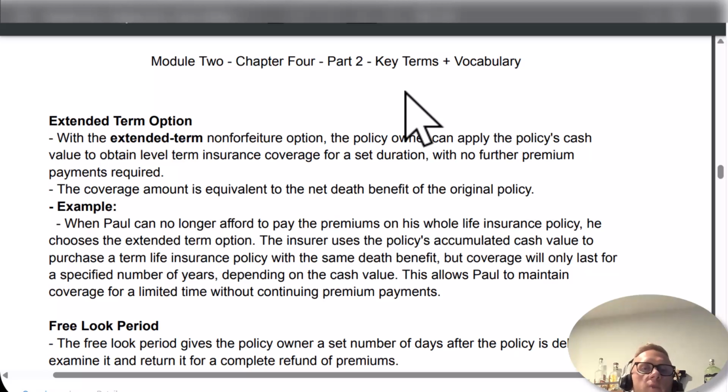So what this does is Paul can say, hey, I don't want to pay on this anymore, and I want to use the cash value that I have to just have a term policy that is the same face amount, but lasts for however long the cash value will purchase insurance for. Okay.